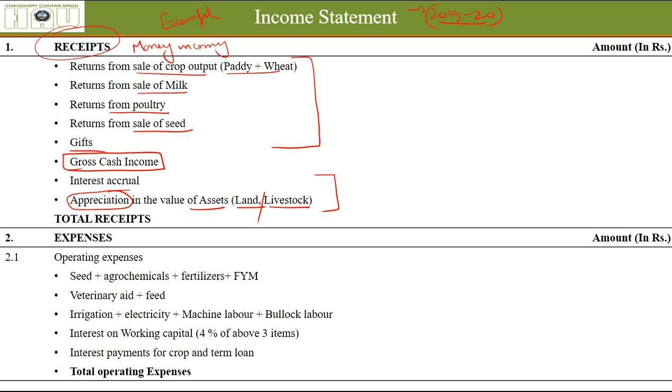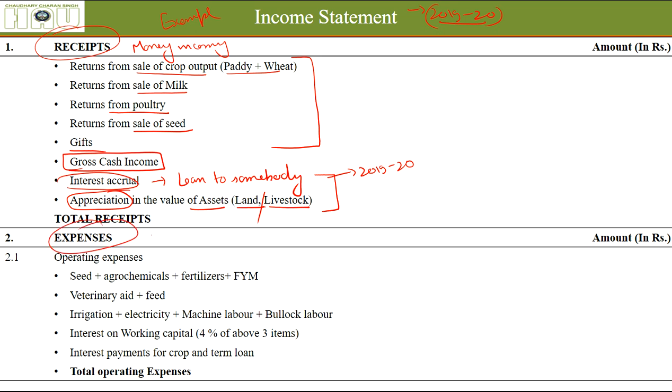Appreciation in their value, increase in their value, plus interest accrual, because he has given a loan to somebody and that person is paying him interest, annual interest, monthly interest, whatever interest he got in the year 2019-20. Interest accrued from that person.